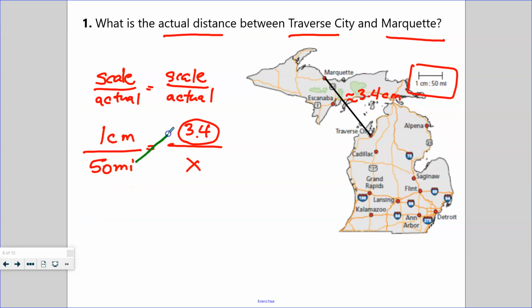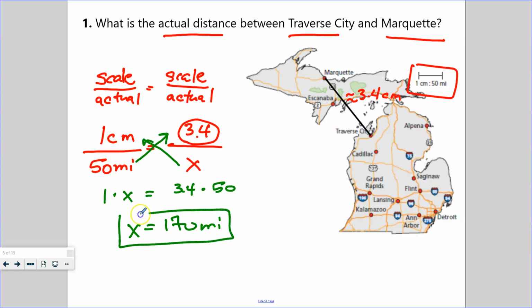All right, and so we say, okay, well, 50 times 3.4, 1 times x. So we have 1 times x on this side, and we have 3.4 times 50 on this side. 3.4 times 50 equals 170, so x equals 170 miles, right? Now, say you rounded this, right? You say an even Steven 3, okay? So you might get around 150, right?